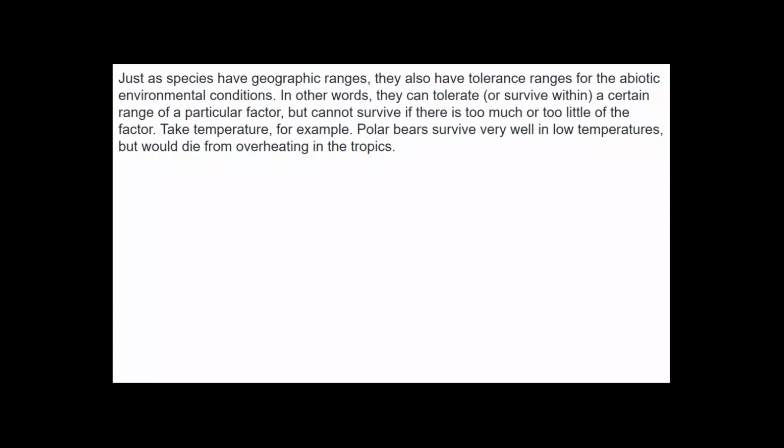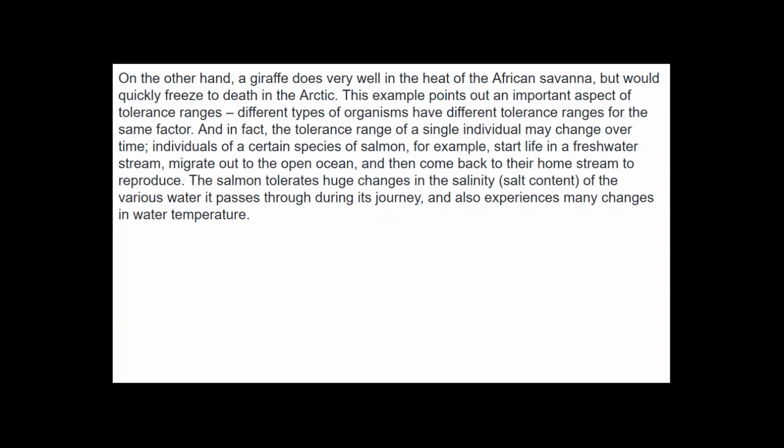So we can take temperature for example. Polar bears survive very well at low temperatures but die from overheating in the tropics. So their tolerance range is for very cold climates. On the other hand, giraffes do very well in the heat of the African savanna, but will quickly freeze to death in the Arctic. This example points out an important aspect of tolerance ranges. Different types of organisms have different tolerance ranges for the same factor. The factor is temperature. Polar bears thrive in cold conditions. Giraffes thrive in hot conditions.